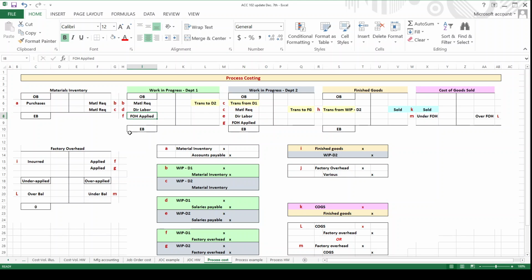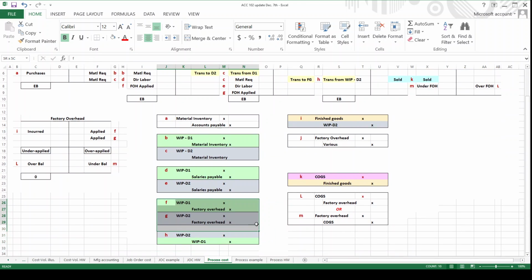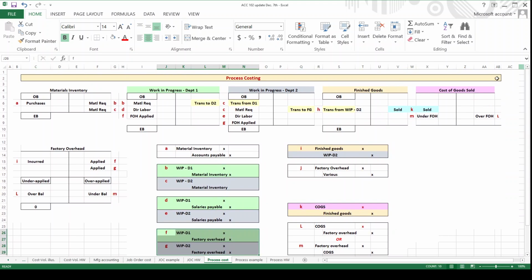You have the application of factory overhead, same exact deal as job order costing, which is you're going to use some type of multiple. Maybe direct labor dollars is the one I've been using. You could use direct labor dollars. There's a lot of different things that could be done. Okay. So that's how factory overhead is going to be applied. Okay. And then we have, let's look at our little T accounts here.